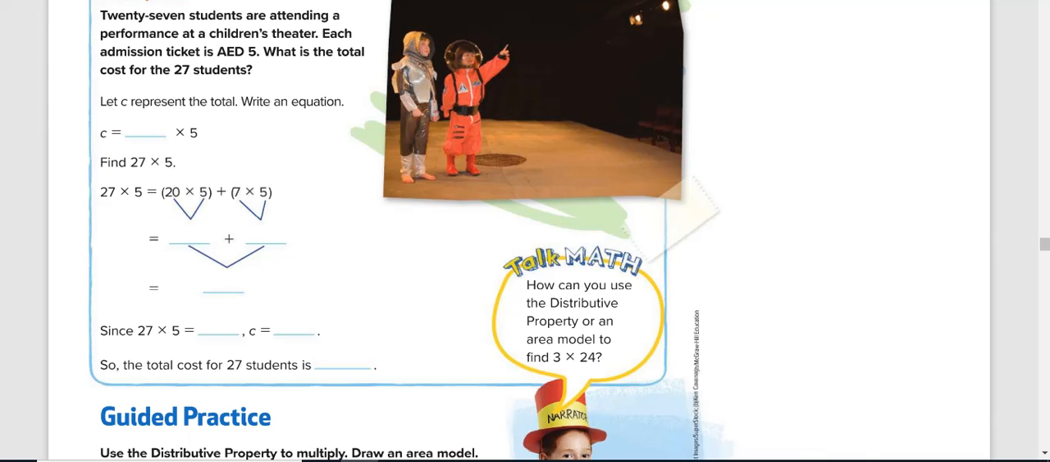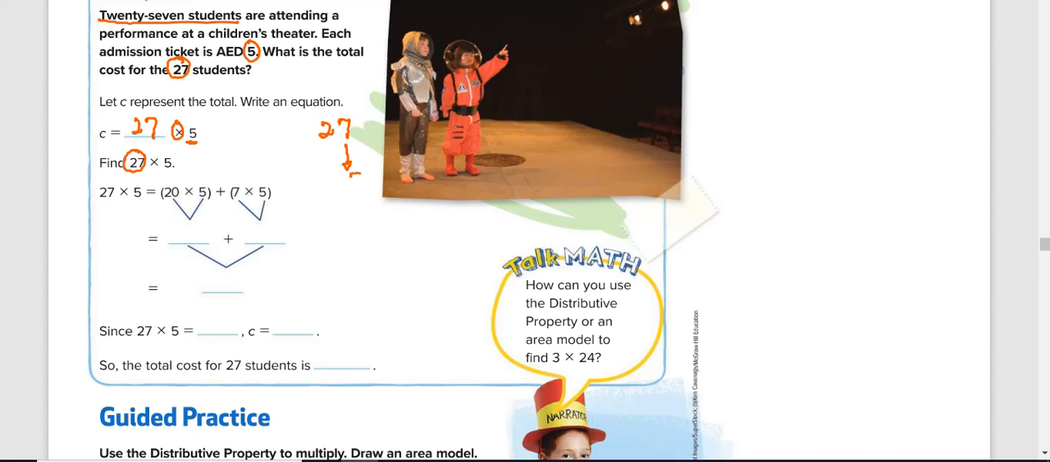So in this, we have 27 students, and each admission ticket is 5, so times 5. We decompose 27, so you think, what will 27 be separated into? 7 and 2 tens, that is 20. So that's why we have 20 and 7. Each will be multiplied by this 5. 20 times 5 is 100, and 7 times 5, 35. 100 plus 35, 135. Very easy.